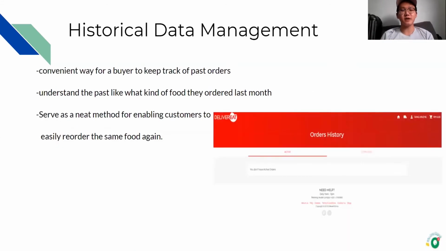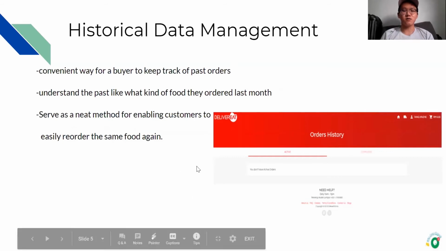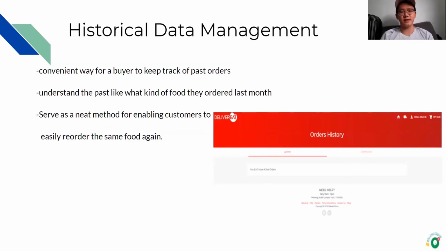Next is data management. It's a convenient way for a buyer to keep track of past orders. The customer can see what kind of food they ordered last month by clicking the order history page. And it serves as a convenient method for customers to easily reorder the same food again.